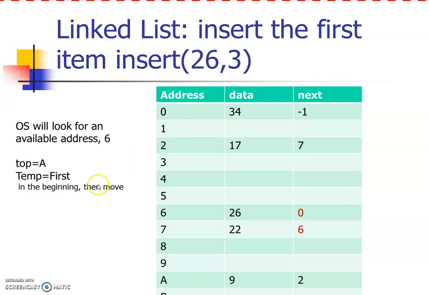What I'm trying to say is that the first item is going to be 9. The next item is going to be 17, and the next item is 22. So now I want to insert my next item as 26. It will randomly select a location, 6 over here. So this one will connect to 6, put 26 over here, and then connect to the original next item, which is located at address 0, so that you can insert something into the linked list.